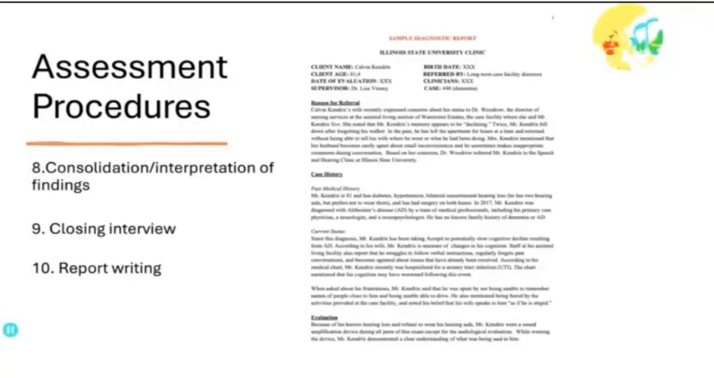But once we've gathered our data, we need to consolidate it and interpret it. And so we probably are going to mention some of the things that we have found to the client and the patient and some preliminary recommendations, and then ask them, hey, what questions do you have in the closing interview? And then we're going to write a report. And so this is an example of a report. Oftentimes we're talking about, what is their case history, what do we find in the evaluation, etc.